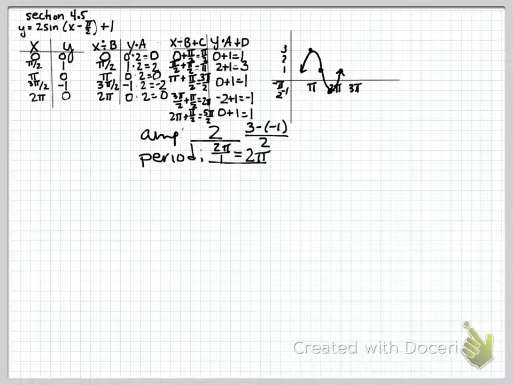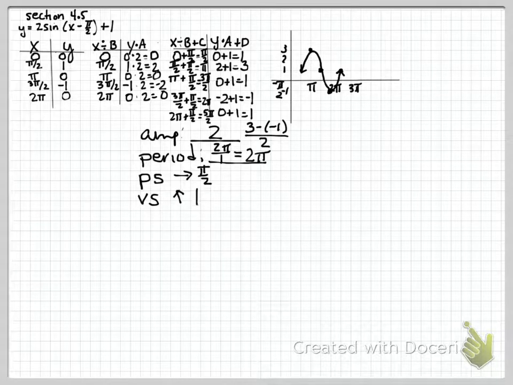My phase shift can be abbreviated as PS. Phase shift is how much does it move to the right or left. So, going back to my rules for transformations, phase shift is that C value, and that's a positive pi over 2, so it went to the right, pi over 2. Vertical shift, how much did it go up or down? Well, it went up 1.